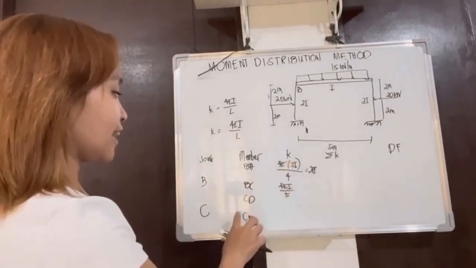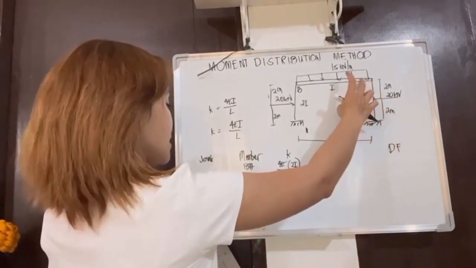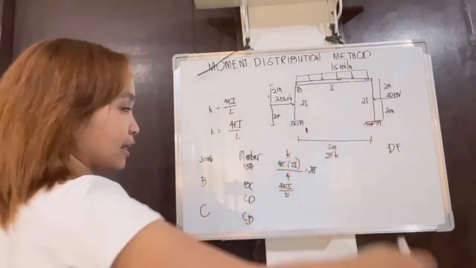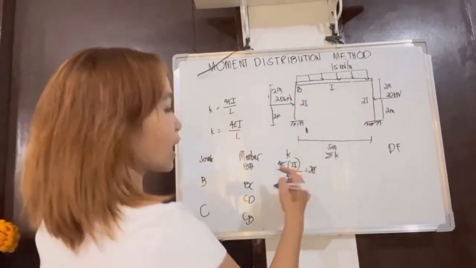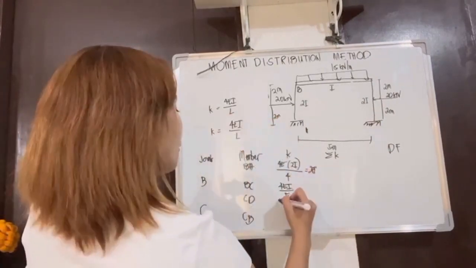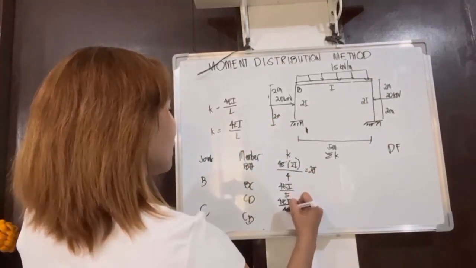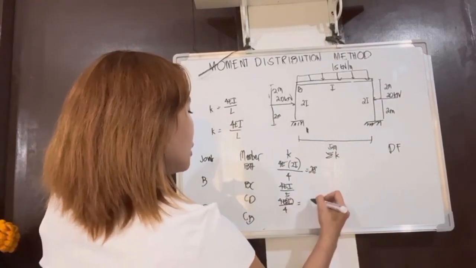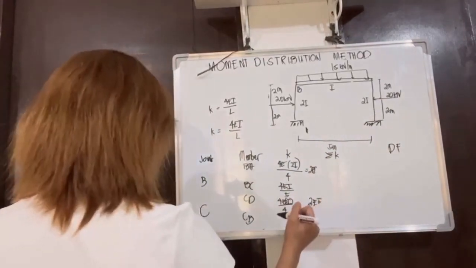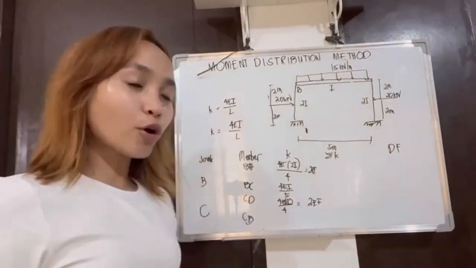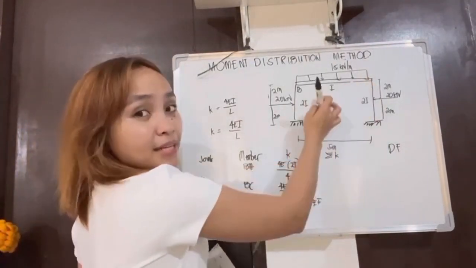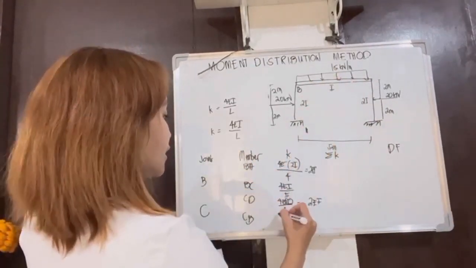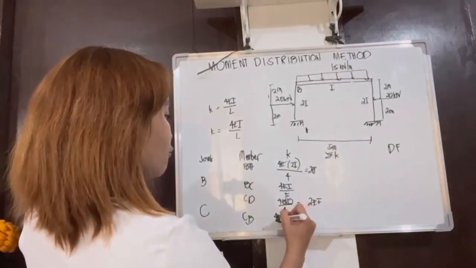Next is the stiffness of CD. Since it is also a fixed end, we use 4EI over length, which is 4EI over 4, with 2I given. So we again came up with 2EI. For the stiffness of CB, since it is continuous, we use the same formula. The length is 5, so we came up with 4EI over 5.